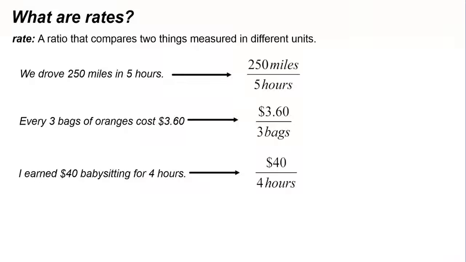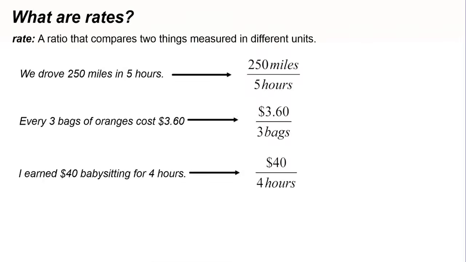So what are rates? A rate is a type of ratio that compares two things measured in different units. So it's still a comparison of two things using division. That's what a ratio is. But now we're comparing things that are measured in different units. We're measuring two different types of things.